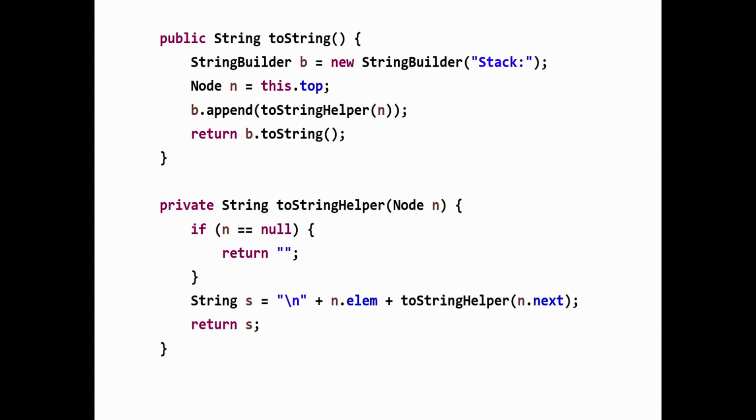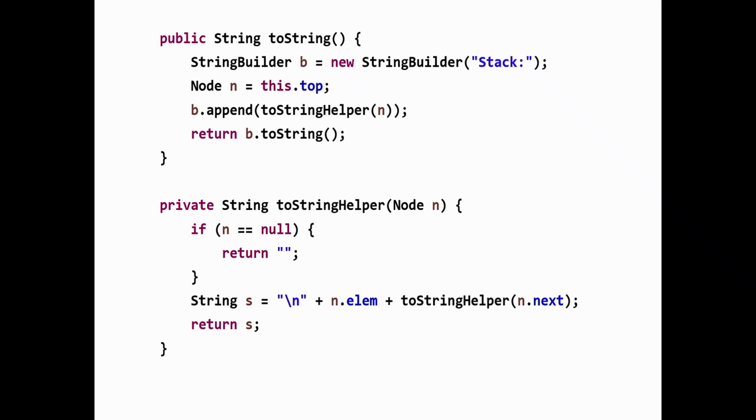Now, I just have to start this method somewhere. So in my toString method, I'm going to make my string builder. I'm going to get my reference to the top of the node. And then I'm just going to call toStringHelper to generate the string representation of the stack, starting at the top node. So this method recursively runs, generates a string. We append that string to the string builder, and then return the string representation of the string builder.